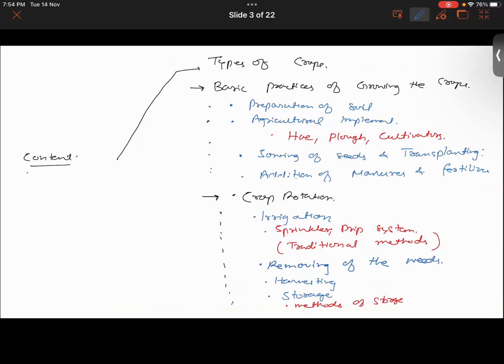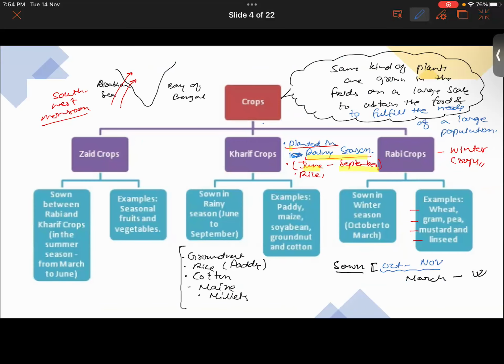So now, having discussed the basic things about the types of crops, now let's move on to the third type of crop, that is zaid crops. So zaid crops are those crops that are sown in between the kharif and the rabi crops. जब हम इन दो फसल को उगा रहे होते हैं इनके बीच में हम जैद क्रॉप्स ग्रो करते हैं. What are some examples? There are some seasonal fruits and vegetables. You will find such some fruits only in some part of the year, okay? So those are some of the examples, those are basically zaid crops.